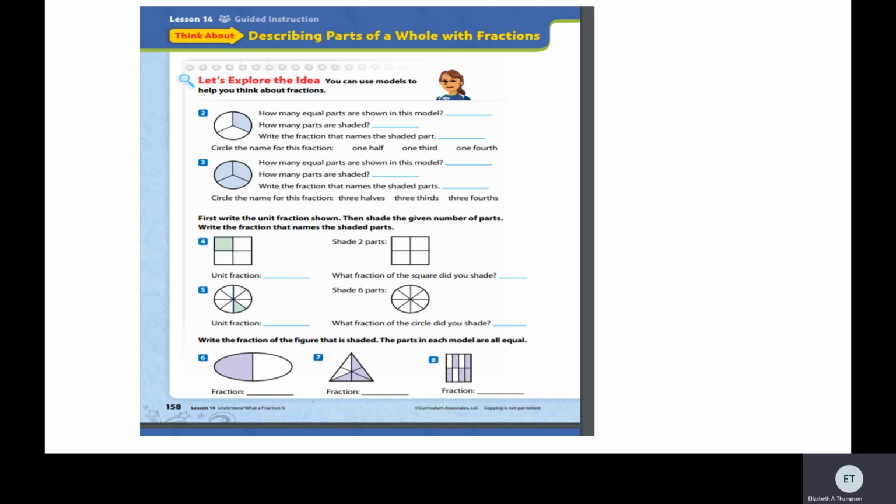Over on the side, you're asked to explain your fractions that we've just done. So if you're looking at number 4 and 5, how did you know what the fraction was? How did you know what the unit fraction was? I'm going to give you a moment to think about that. Remember, you can pause if you need to write and then come back.